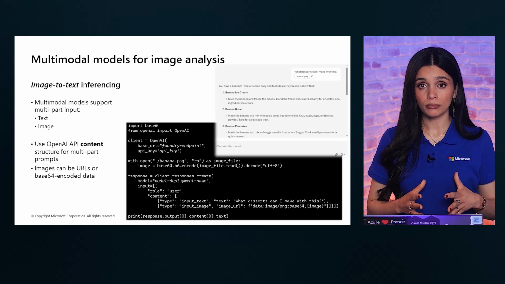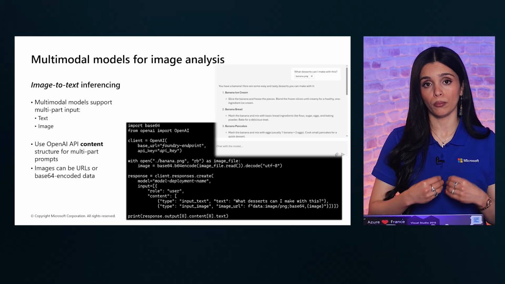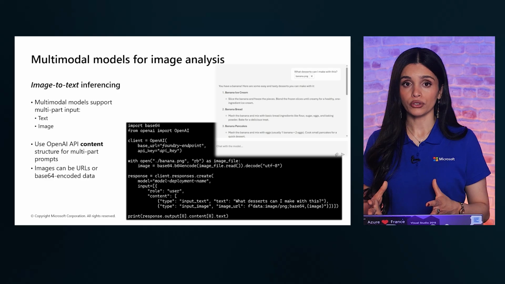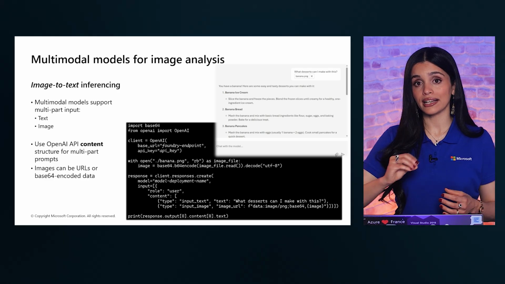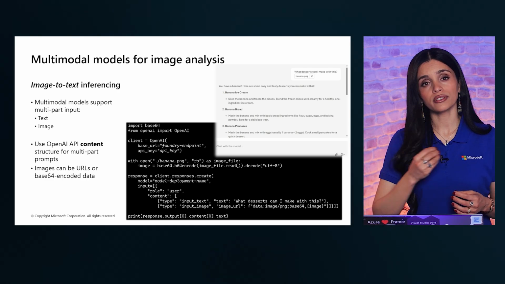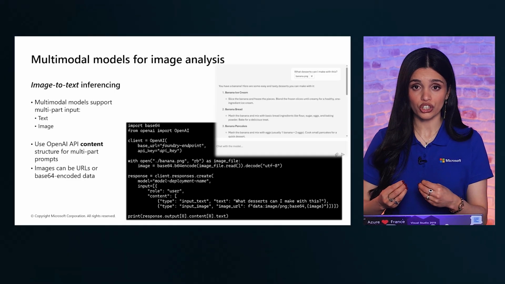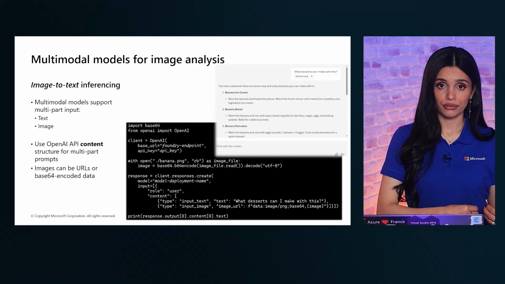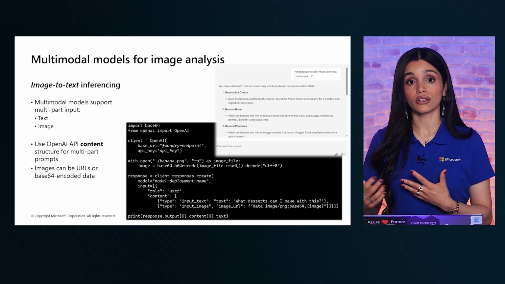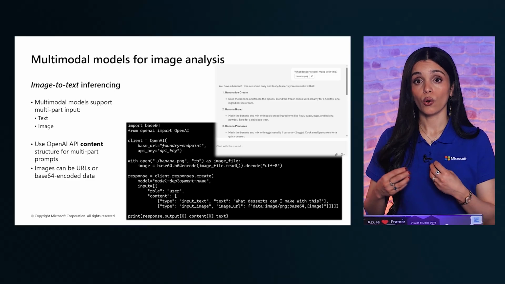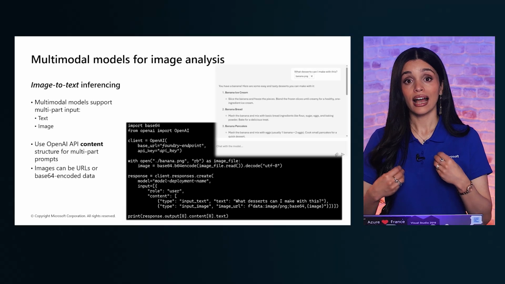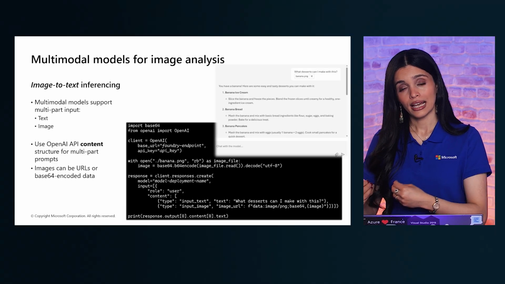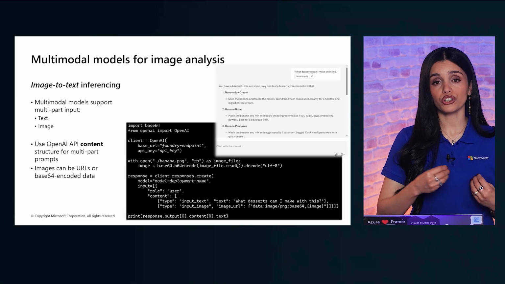Next, we create a prompt that includes multiple parts. This is important. Instead of just sending text, the prompt contains a text instruction and the image itself. In the example on the slide, we are asking, "What dessert can I make with this?" This is what we call a structured prompt.